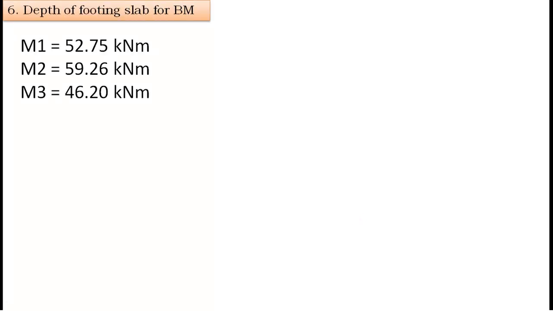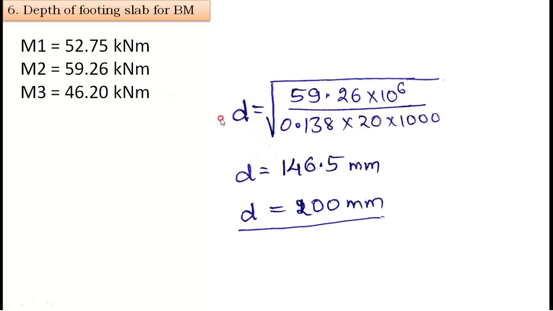Now depth for bending moment satisfaction. We have 3 moments, M1, M2, M3. Out of these 3 we will consider the maximum moment for depth calculation. If the depth calculated for this moment is satisfied, the depth calculated using 59.26 will definitely satisfy the moments 52.75 and 46.20 because they are very small compared to this one. Now depth equals, for this maximum moment, into that basic formula I will write and I will calculate the depth. 146.5 mm I got. I will round it to 200 mm.